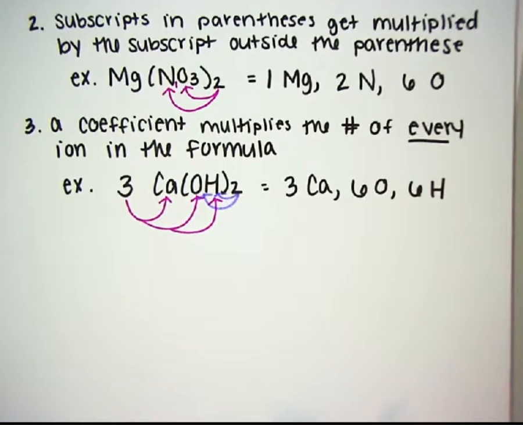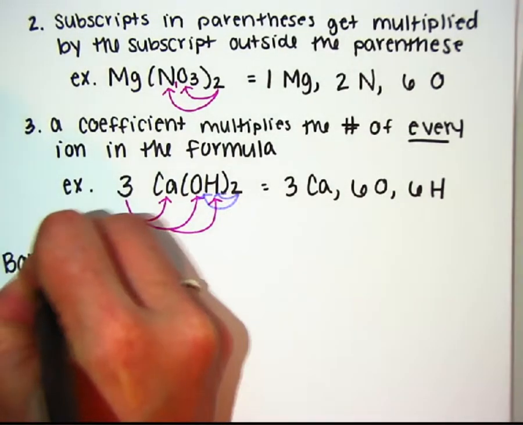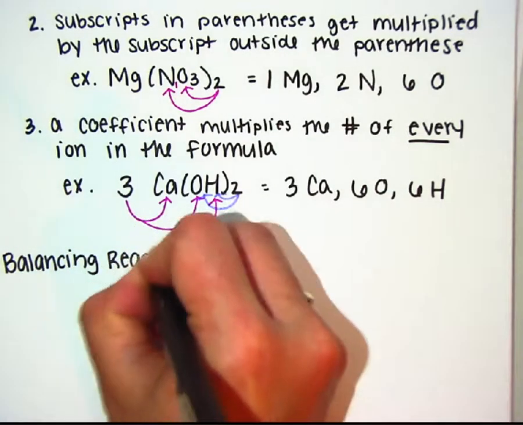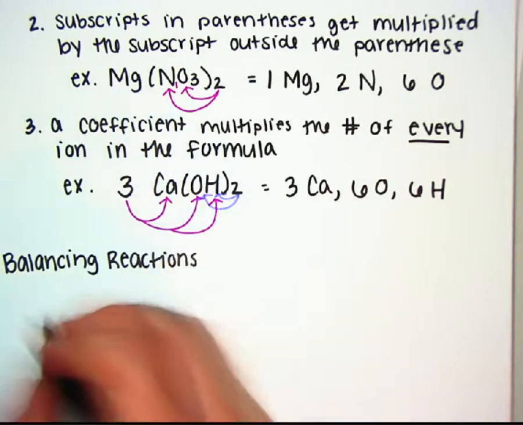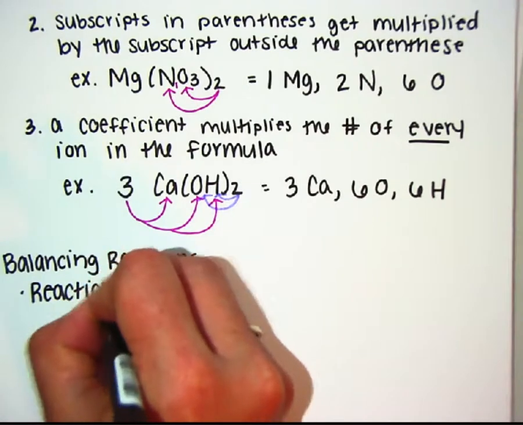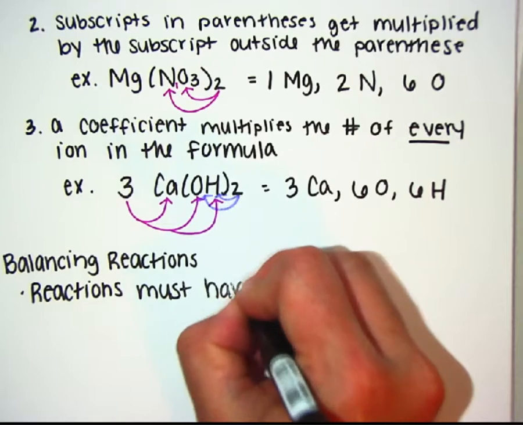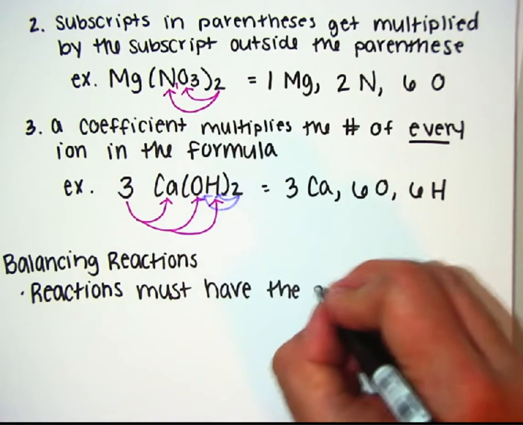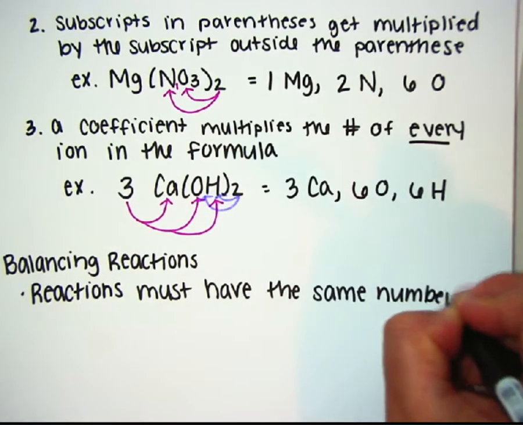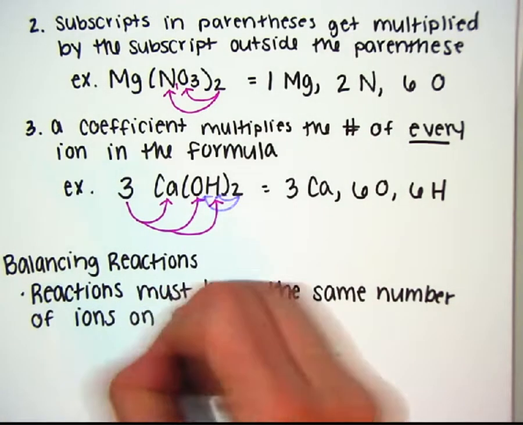Now that we know how to count the number of atoms in a formula, we can talk about balancing reactions. Why do we balance reactions? Reactions must have the same number of ions on each side of the arrow.